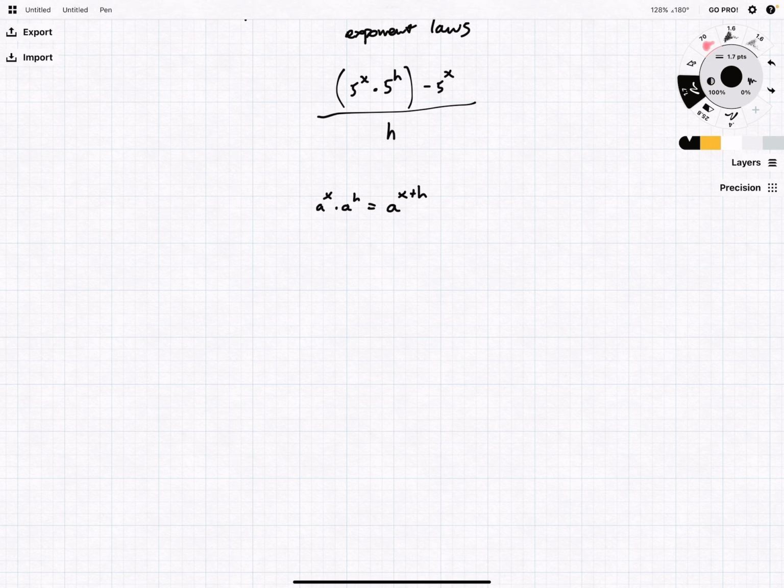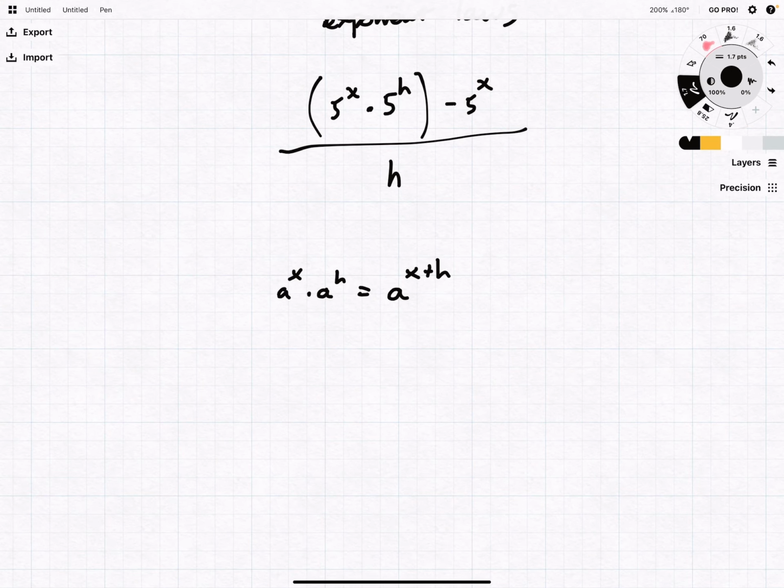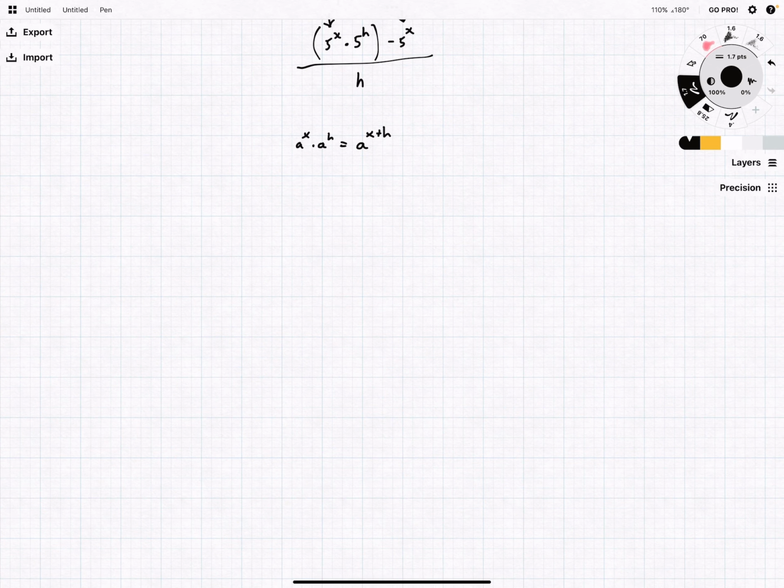So anyways, all of that said, we have this 5 to the x times 5 to the h. Notice how they each contain the common factor 5 to the x. So let's go ahead and factor that out. We have 5 to the x factored out, and that leaves us with 5 to the h minus, well, when you factor out a 5 to the x there, all that's left is a 1. And that's all over h.